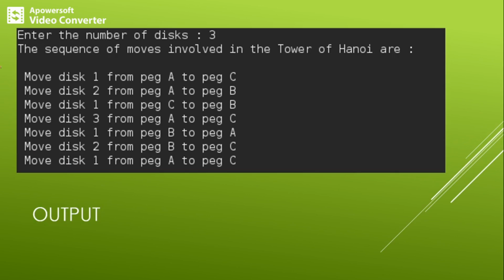Next, let's see the output. If you compile and run the program, it will ask you to enter the number of disks, that is 3. So let's see the sequence of moves involved in the Tower of Hanoi. I'll consider an example with 3 poles and 3 disks, and I will show the moves performed in the output. First of all, 3 the bigger one is at the end, next 2, next 1.